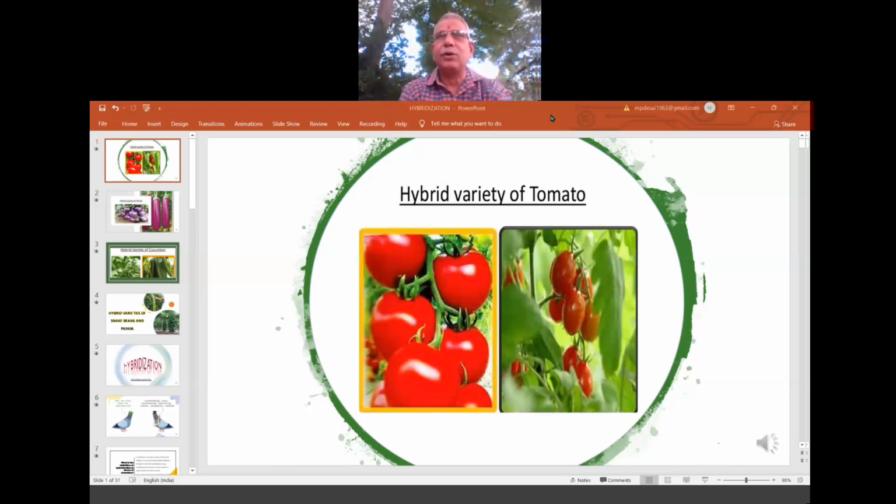Before we go into the hybridization, let us look into the biological part of the hybridization. Please see hybrid variety of tomato. Please compare in the market normal tomato with the hybrid tomato. Hybrid tomatoes are better. Thick skin, easy to cut, less sour, and durability is more. In one day it will not spoil.